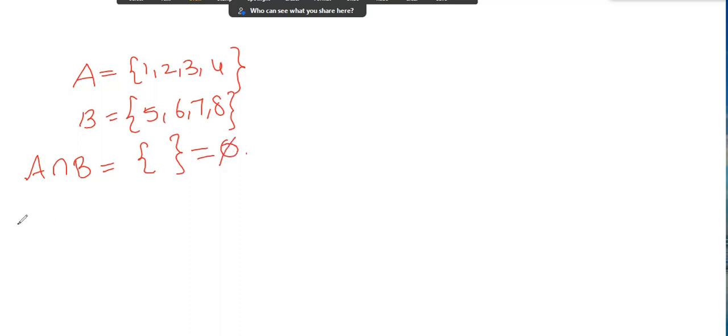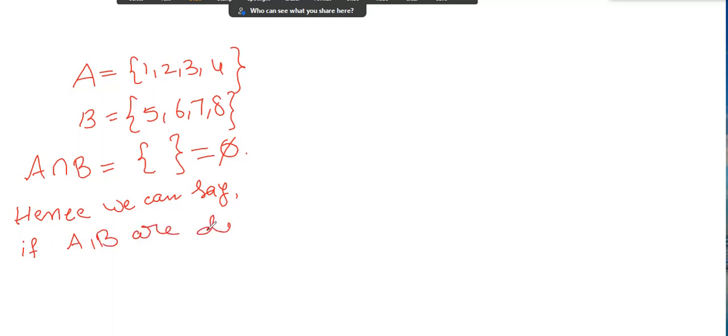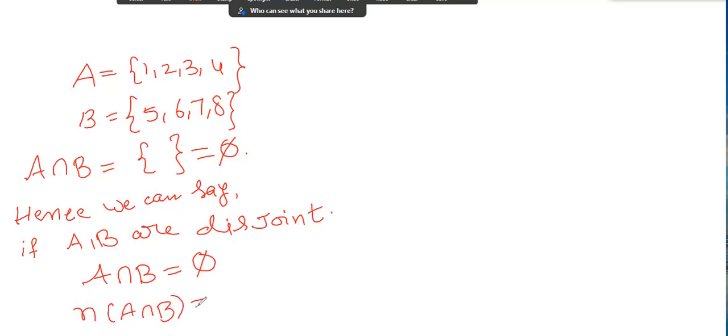Hence we can say, if A and B are disjoint, then A intersection B is equal to the null set. And also the number of elements in A intersection B is the number of elements in the null set. How many elements are there in the null set? None.